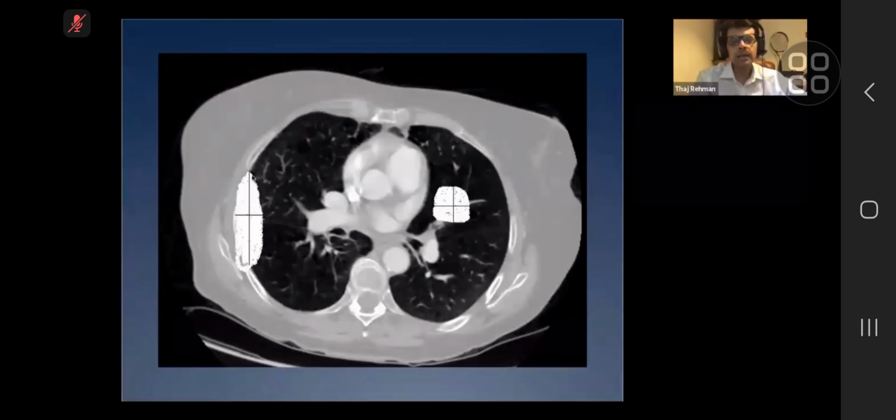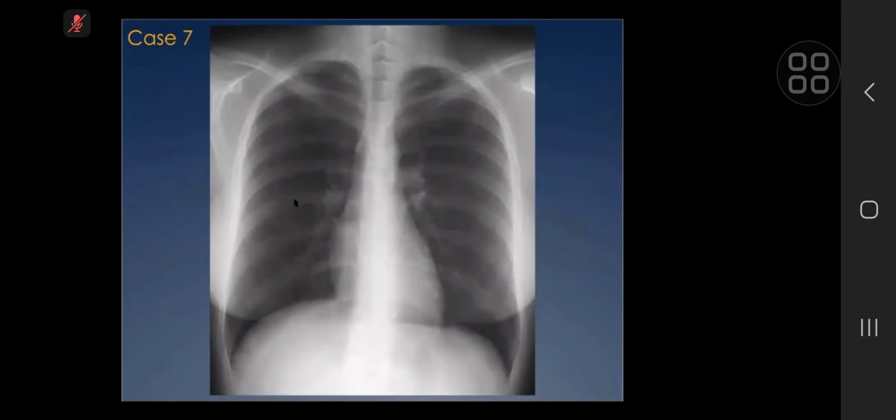So this is what I was telling you about how to differentiate based on the width of the air fluid level. A lung abscess, whether you see it from the side or from the front, will have the same width, whereas an empyema or a hydropneumothorax, which is air and fluid in the pleural space, if you are looking from the front, will have a shorter width, whereas from the side, it will have a longer width.